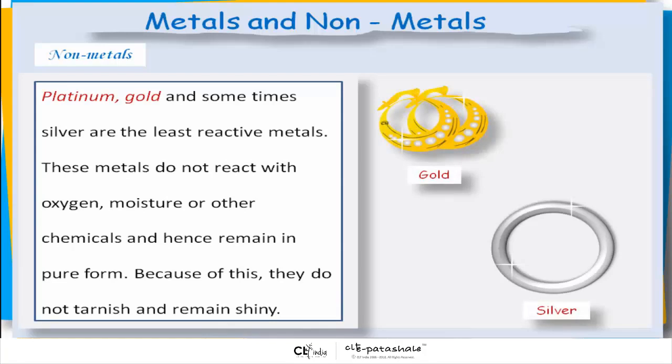Platinum, gold, and sometimes silver are the least reactive metals. These metals do not react with oxygen, moisture, or other chemicals and hence remain in pure form. Because of this, they do not tarnish and remain shiny.